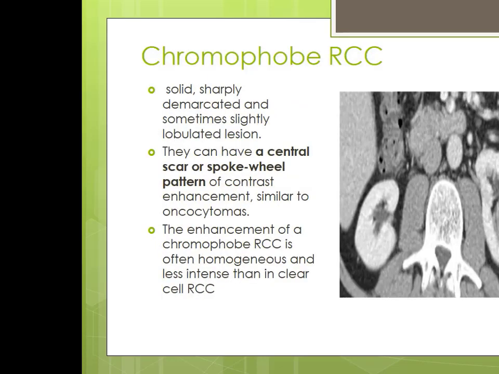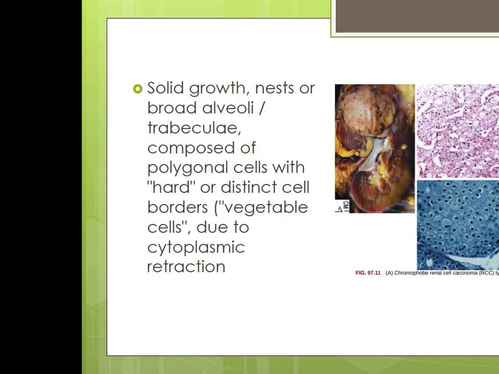Chromophobe RCCs are solid, sharply demarcated and sometimes slightly lobulated lesions. They can have a central scar or spoke wheel pattern of contrast enhancement similar to oncocytoma. The enhancement of chromophobe RCC is often homogeneous and less intense as compared to the clear cell RCC. The enhancement is less as compared to the clear cell RCC.